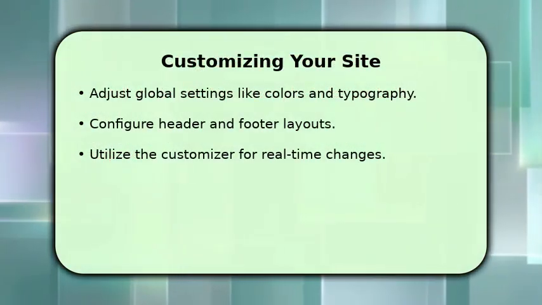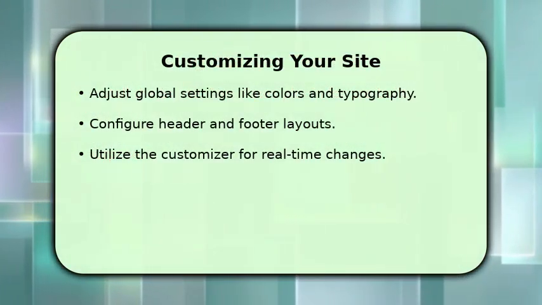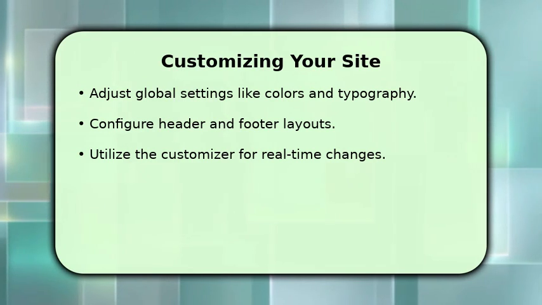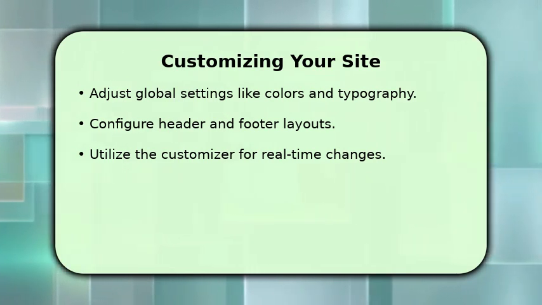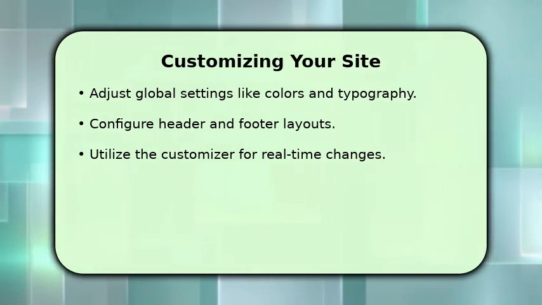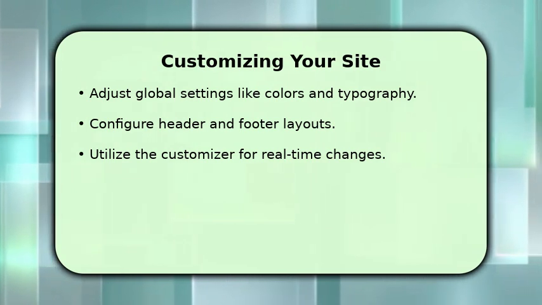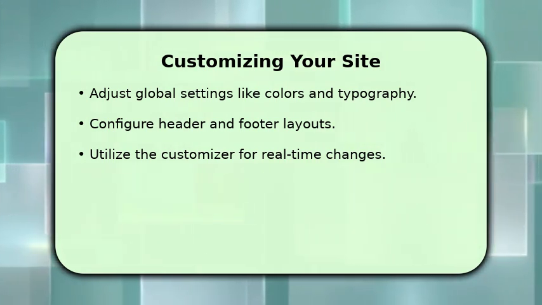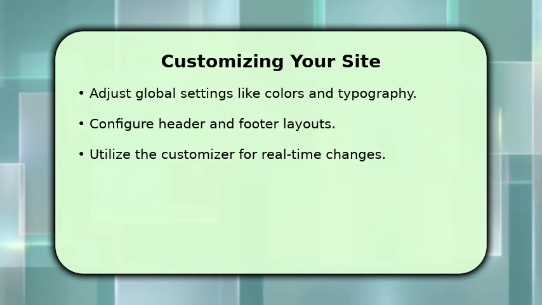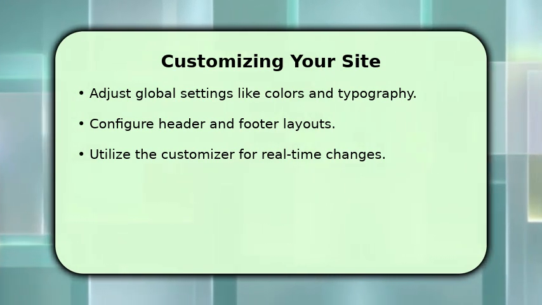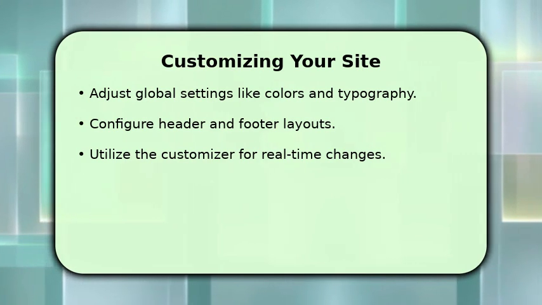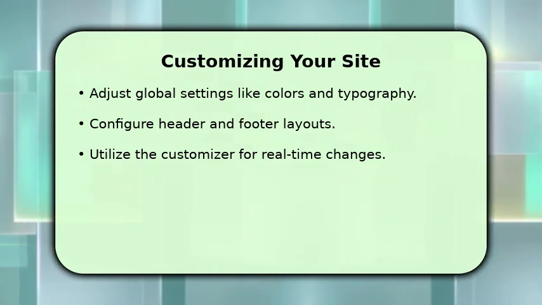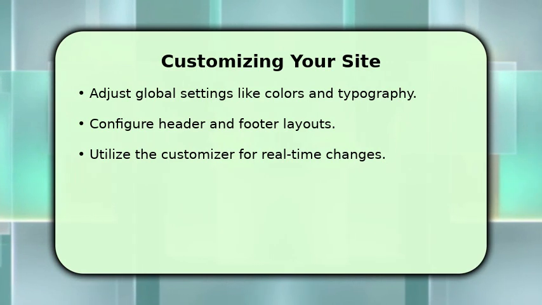Now that your site has a base, it's time to make it uniquely yours. Head over to the WordPress customizer, accessible via Appearance, then Customize. Here, you can adjust global settings such as your site's color palette and typography. Experiment with different header and footer layouts, add widgets, and fine-tune your blog settings. The customizer provides a live preview, so you can see every change instantly before publishing.